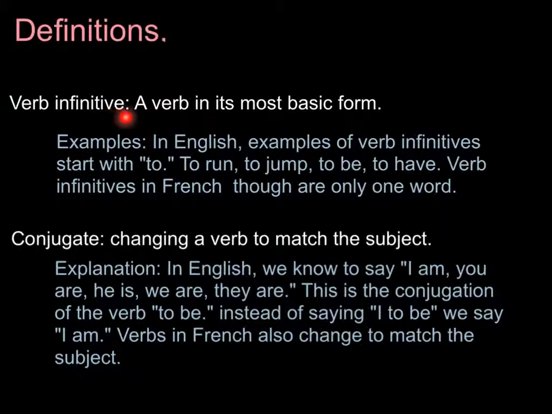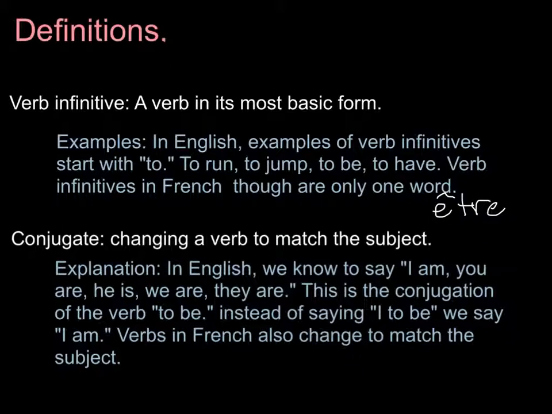A verb infinitive. A verb infinitive is a verb in its most basic form. Okay. In English, examples of verb infinitives start with to. To run, to jump, to be, to have. Verb infinitives, though, are only one word. And you'll see, well, you already saw, like in the beginning, the very first slide, we have être. This is a verb infinitive in French. It's just one word. And we'll see how it changes.